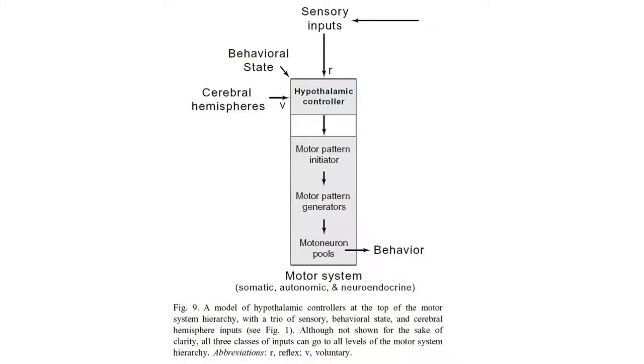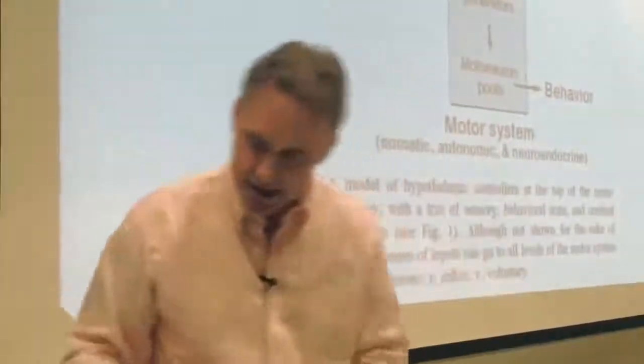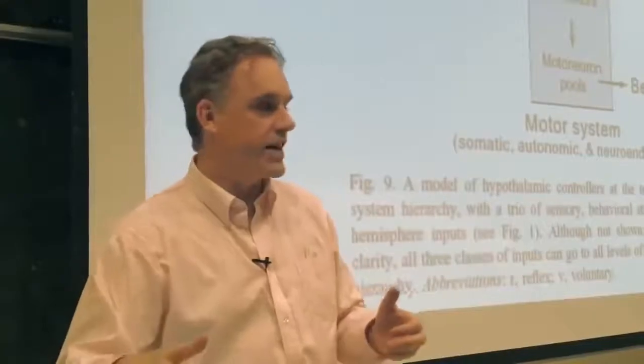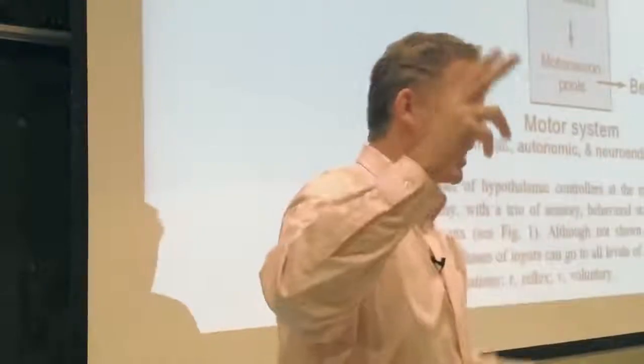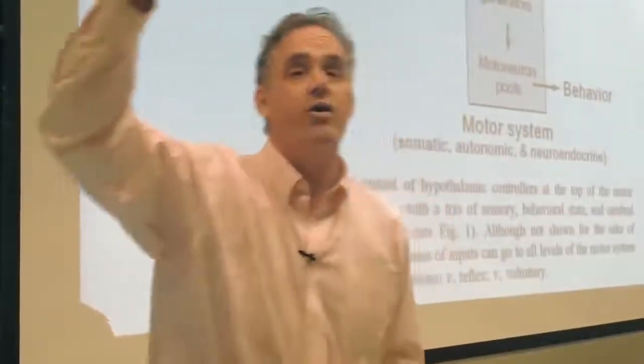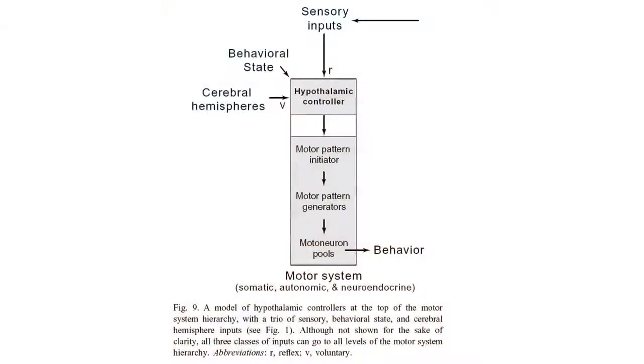And there's Swanson's take on how the motor system and the hypothalamus are integrated. It's quite nice. He shows that the hypothalamic controller, one of the circuits that we've been talking about that are responsible for a basic motivated state, gets sensory input, behavioral state input about the body, and input from the cerebral hemispheres. Hypothetically, that's thought or voluntary action, plan, something like that. Then it has output to the motor pattern initiators, the generators, and the motor neuron pools, and then you act. Lovely. It's a beautiful, beautiful model.